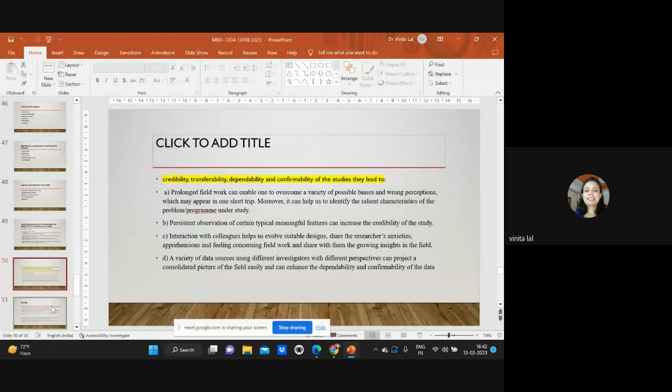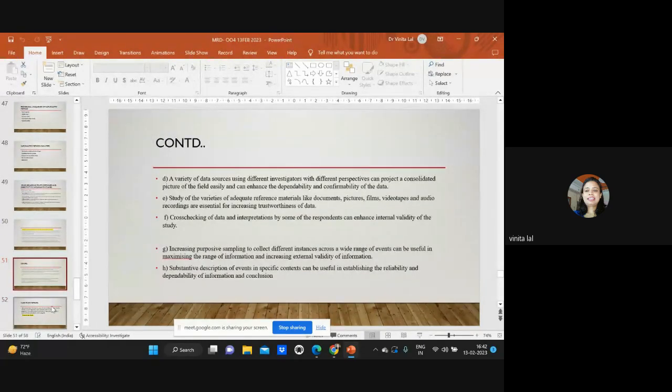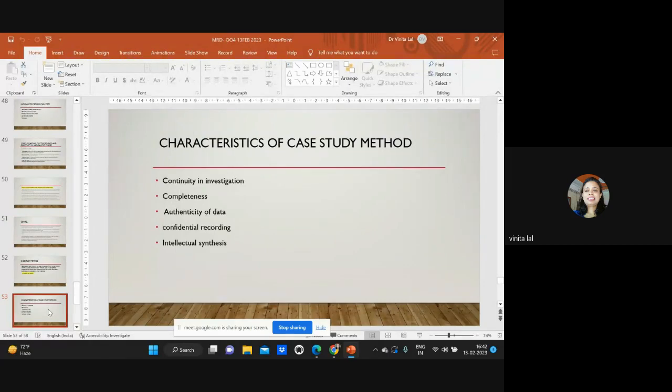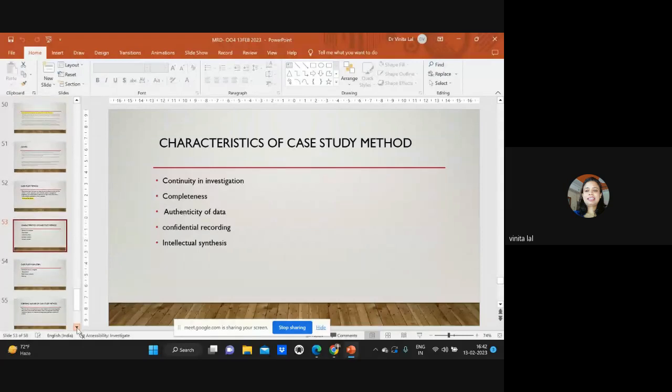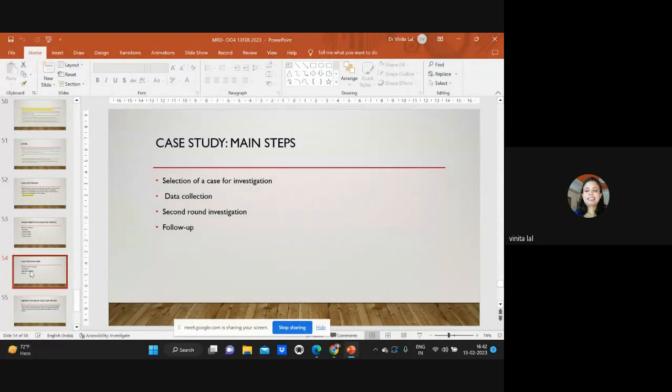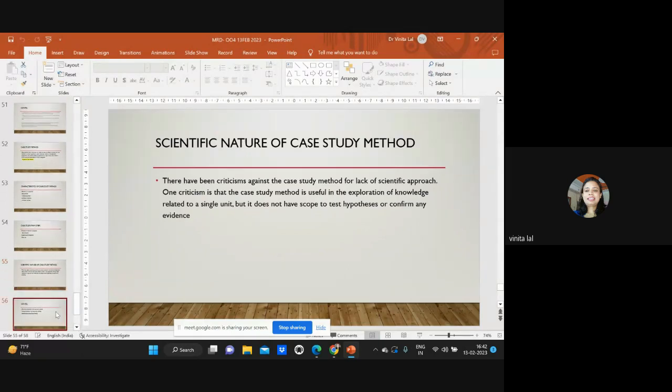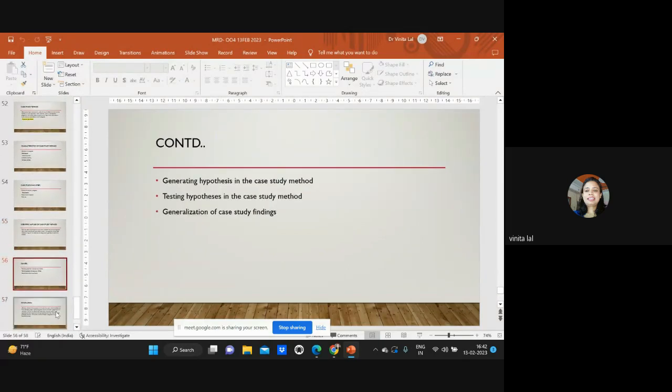These are the points. You can go through your research material. It is in there. And this is a characteristic of case study. I have told you. And this is a main step, which I have already told you. This is the scientific nature, the advantages or disadvantages, the lack of a scientific approach in case study. So these are all.